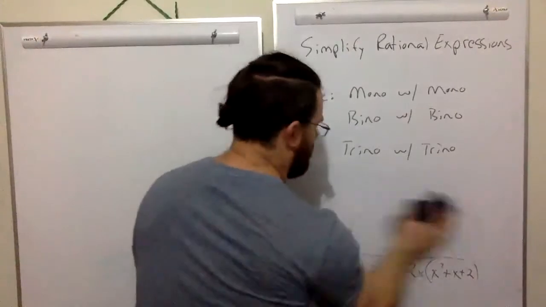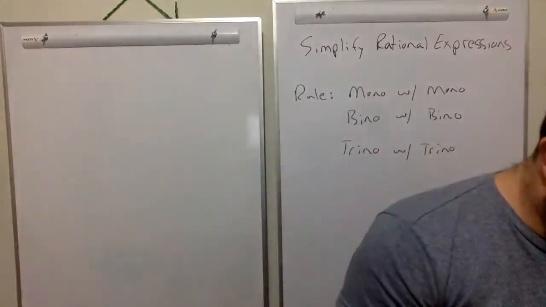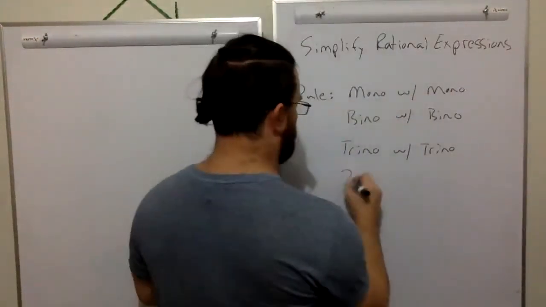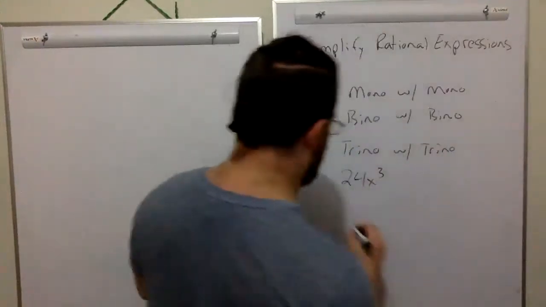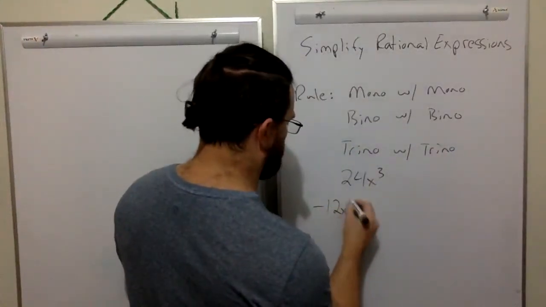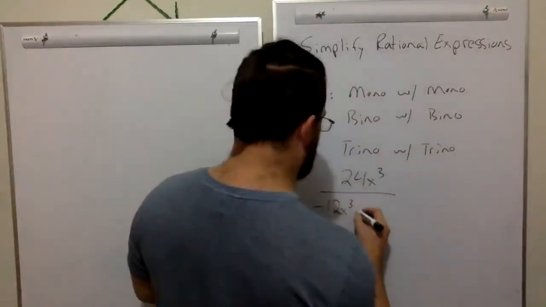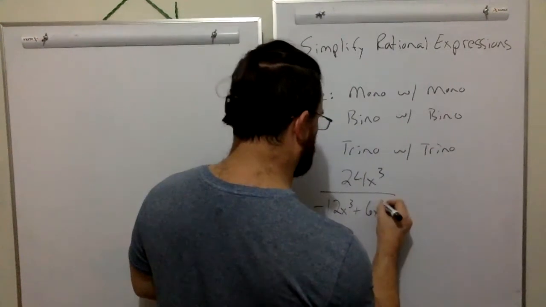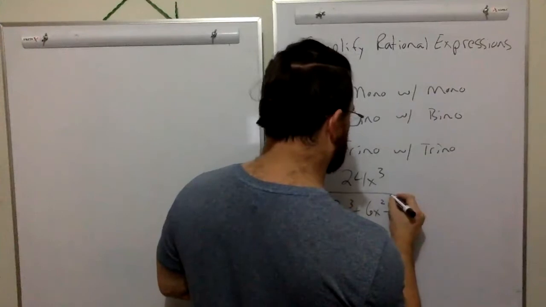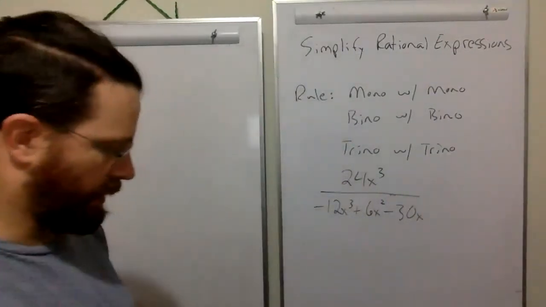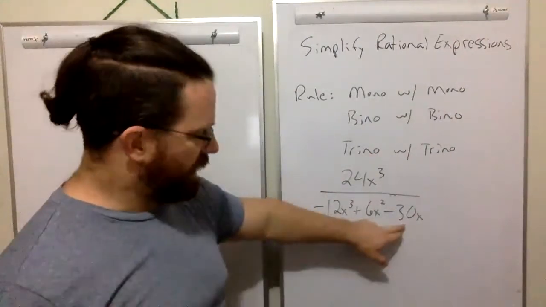One more, then you guys can get started on the guided practice. So let's say we've got 24x cubed over negative 12x cubed plus 6x squared minus 30x. All right. So on the bottom here, we got to factor this guy first.